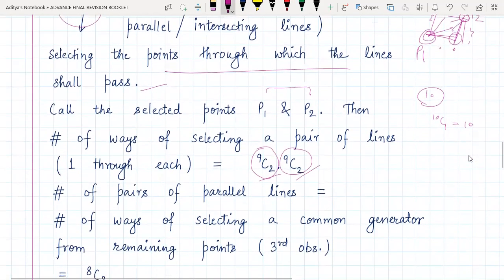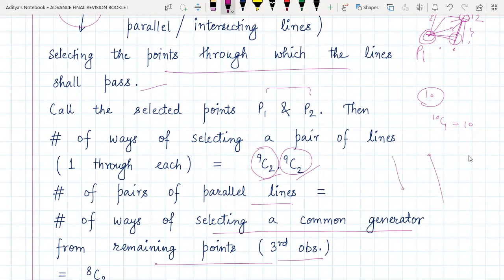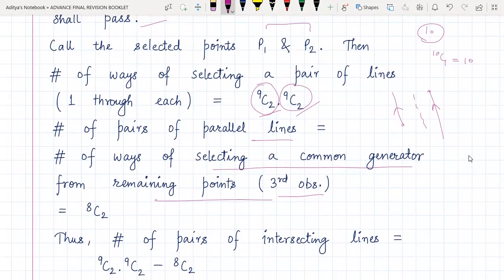Now, how many of these pairs of lines will be parallel? That would be equal to the number of ways of selecting a common generator from the remaining points. Here we are using the third observation, where we observe that from two distinct points, if two lines are parallel to each other, that can only happen if there is a common generator line, which we have already talked about. So since there were 10 points in total, 2 are already used. How many points are remaining? 8. Out of those, you select any 2, which will obviously give us a generator line, because any straight line requires 2 points, which can be joined, and a line can be made. So that's what we have done.